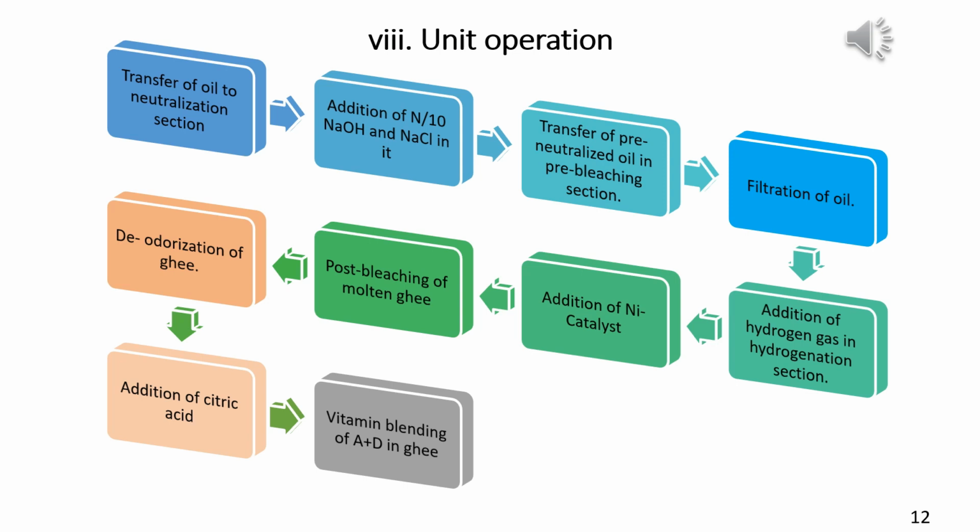In the second chamber, addition of N/10 NaOH and NaCl takes place. So in the second chamber, which is the neutralization chamber, we will add N/10 NaOH solution. So 4 gram of NaOH dissolved in 1 liter of water, and this NaOH solution and NaCl we will add into the neutralization section.